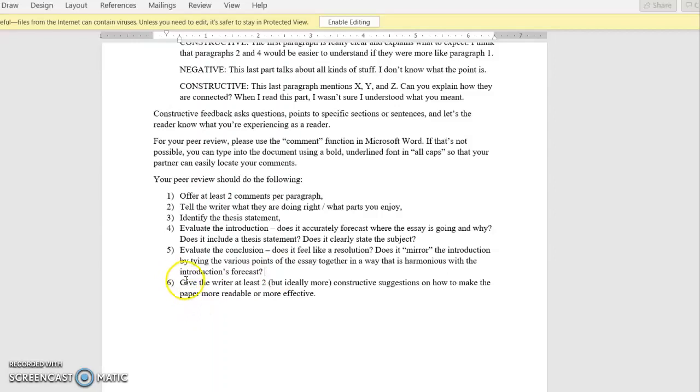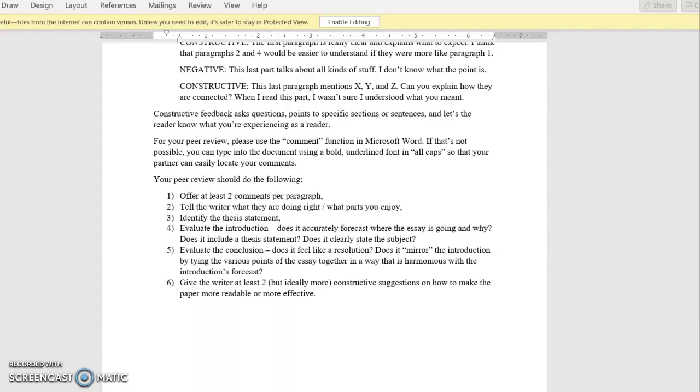Then give the writer at least two, but ideally more, constructive suggestions on how to make the paper more readable and more effective. Make sure they're constructive suggestions, but be pretty clear, like: this part right here, I really wanted more about XYZ in paragraph 2, or I think it would be better if it expanded more here on this thing, or I'm not totally sure why this part right here is included or how it connects to your subject, so maybe some more there would help.